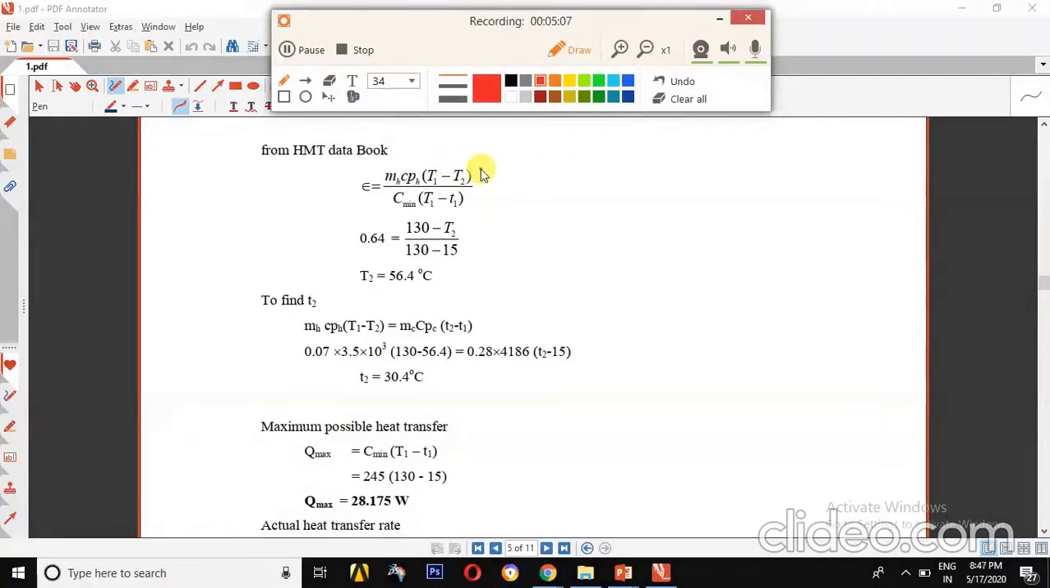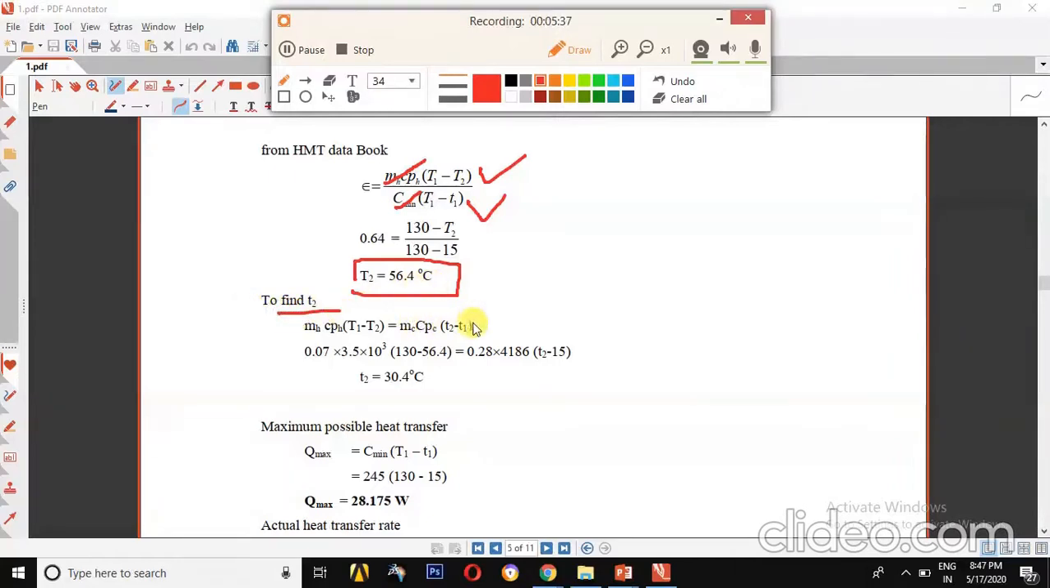Effectiveness is defined as actual heat transfer by maximum heat transfer. Mass flow rate of hot fluid multiplied by specific heat of hot fluid equal to Cmin. Therefore, Cmin gets cancelled. From this, we get the outlet temperature of the hot fluid, that is 56.4 degrees Celsius.